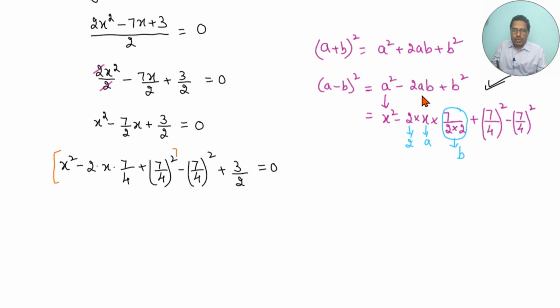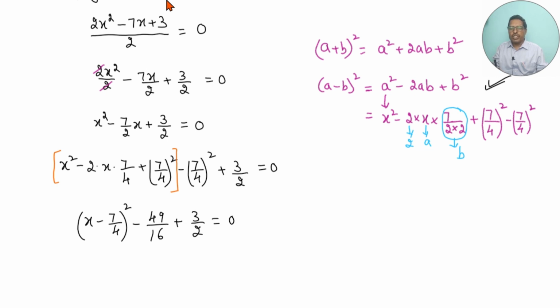Now if we group these values, it is in the form of a square minus 2ab plus b square, which is nothing but (a minus b) whole square. The a value is x here, and the b value is 7 by 4. So it becomes (x minus 7 by 4) whole square. Minus, let us simplify this: 7 square is 49 divided by 4 square is 16, plus 3 by 2 as it is, equals how much? Equals 0.